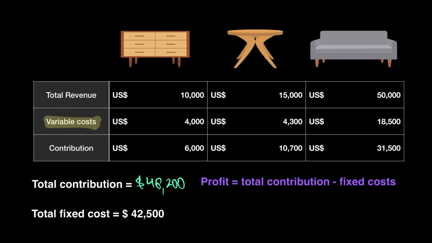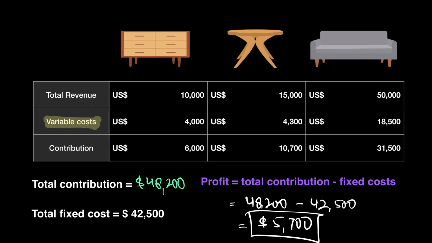And if we solve for this here, my total contribution was 48,200. When I deduct 42,500 from it, I should then get my total profit, which is $5,700.